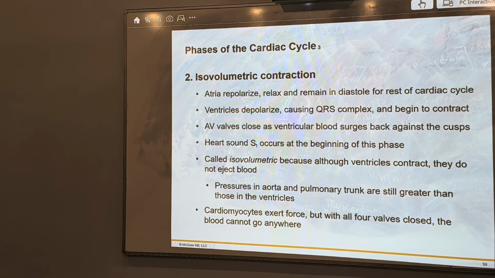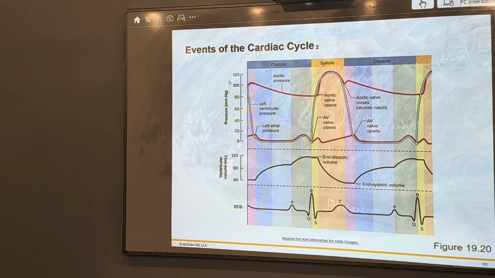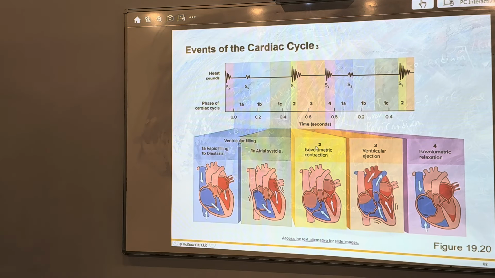So isovolumetric because although the ventricles contract, they do not eject the blood. So the heart sound occurs at the beginning of this phase. You see? This is rapid filling of diastasis. And this is the atrial systole. You have completed the filling now. Now we're moving into the isovolumic contraction. That's the ventricular ejection. And lastly, we have the isovolumetric relaxation. These are the events of the cardiac cycle.